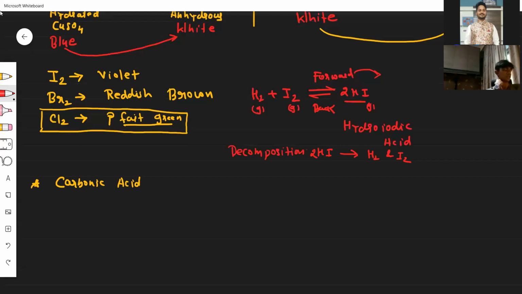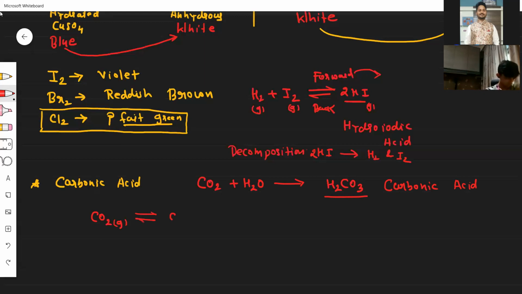See, by dissolving carbon dioxide in water. Fantastic. By dissolving carbon dioxide, CO2 plus water get mixed, and that gives you something called H2CO3. This H2CO3 is called carbonic acid. Now, when CO2 gas is getting converted into CO2 aqueous.